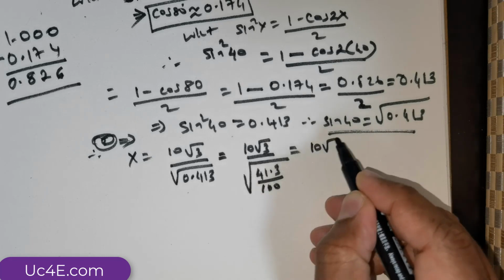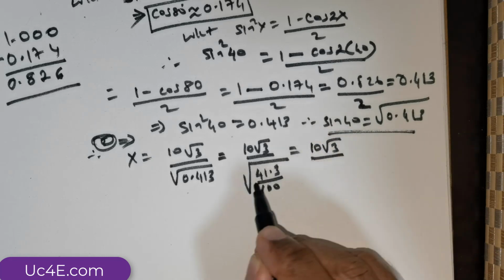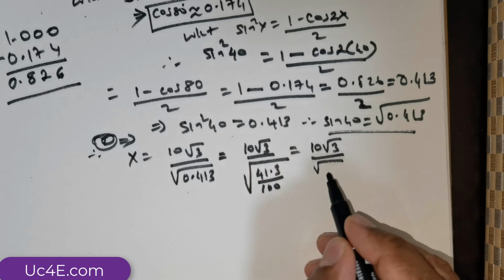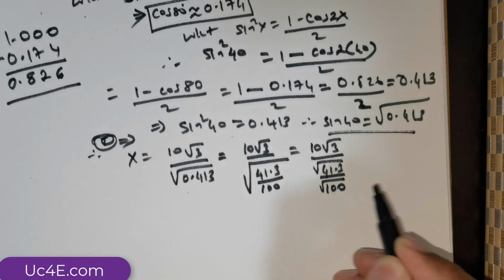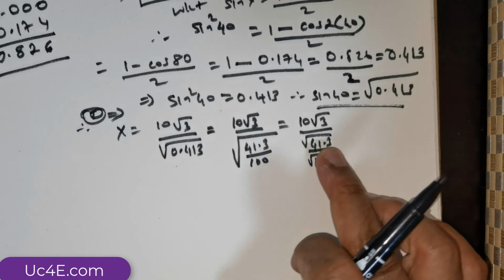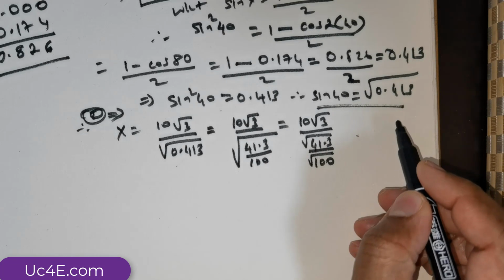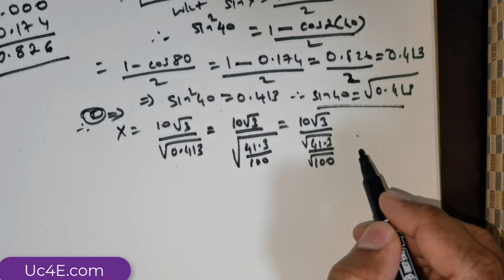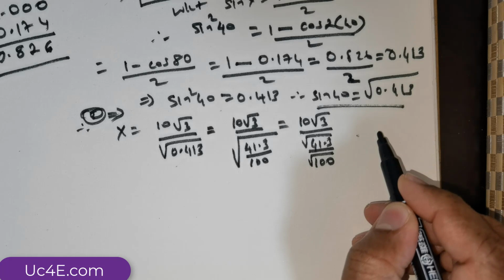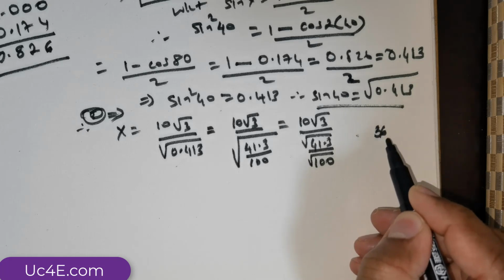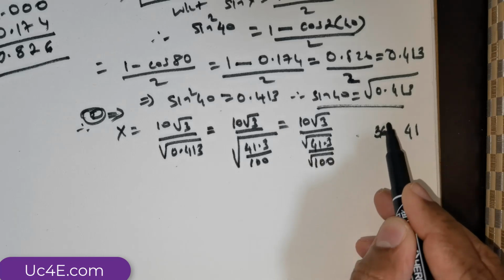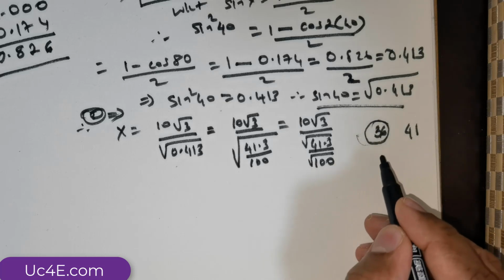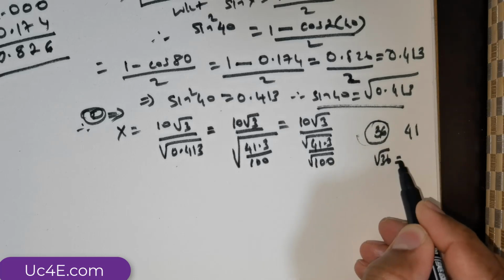So this is going to be 10 times root of 3 divided by square root of 41.3 divided by square root of 100. Now this is 41.3, right? Find a quantity which is close to 41.3 and whose square root you are well aware of. For example, if you take 36, we all know the square root of 36 is nothing but 6.